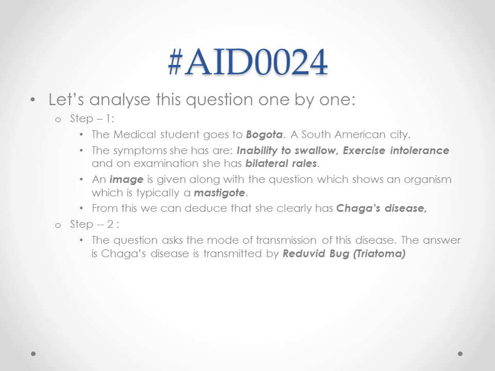The second step actually helps us get to the correct answer after we get the diagnosis. The question asks us to name the vector. Now, we already know what the diagnosis is. The diagnosis is Chagas disease. So the vector out of the given options is Reduviid bug. Reduviid bug, which is a type of triatoma, is the vector for Chagas disease, Trypanosoma cruzi.